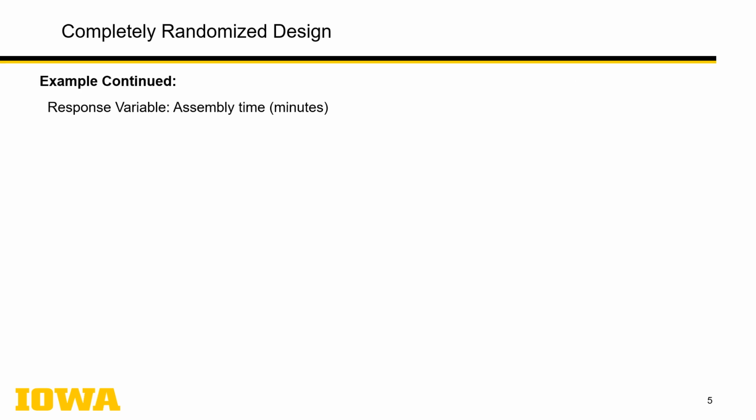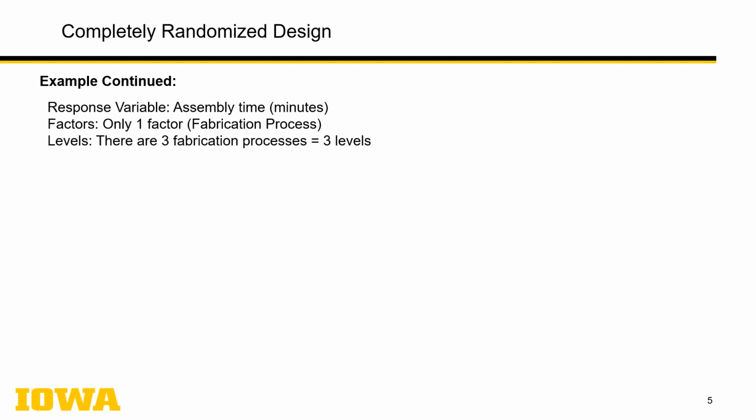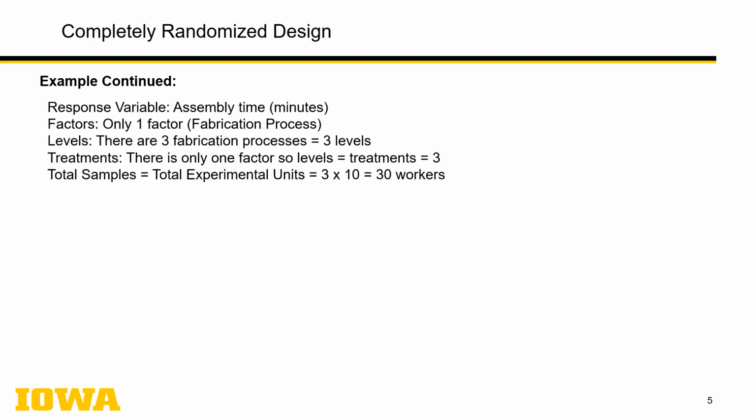Okay, so again, let's just review some of the terminology. What's the response variable? It's going to be the measurement of assembly time. Okay, that's our Y. How many factors? 1, as we just discussed. How many levels? 3. 3 different fabrication processes. Treatments. There's only 1 factor, so again, the levels equal the treatments equals 3. How many total samples? We have 3 levels times 10 workers, 30 workers. Okay, so now we know.